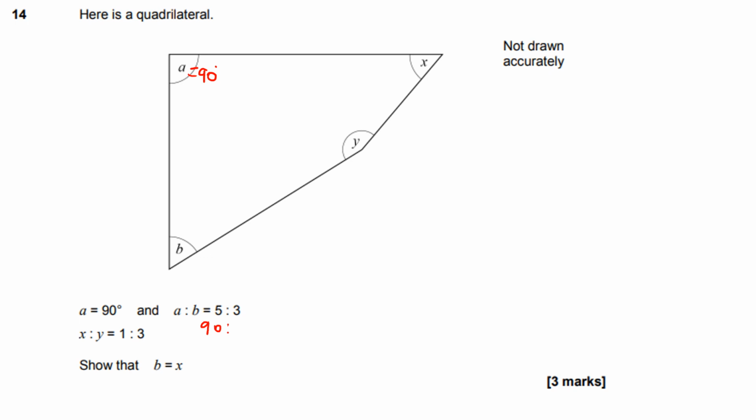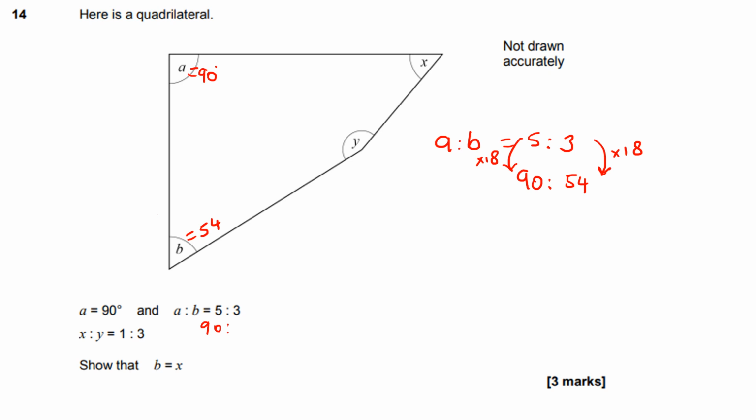And they're asking me to show that B is going to be the exact same thing as x. Okay, let's quickly find out what B is. 5 to 90, I'm going to have to times 5 by 18 to get to 90. So I'm going to have to do the same thing. If I write it down up here, A to B is 5 to 3. This is 90 degrees. I will have to times this by 18, and I will have to times this by 18. Therefore, 18, 30, 54. This means B is going to be 54.